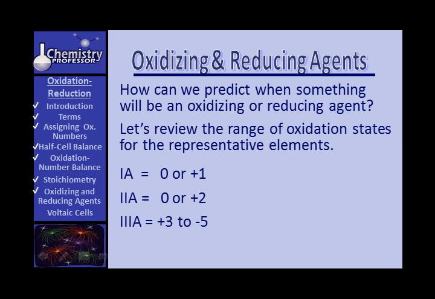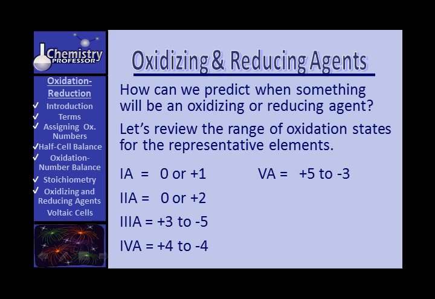Now, we went through all of that earlier in this course, so remember it. But this is a time to review, so it can be anywhere from +3 to -5. +3, +2, +1, 0, -1, -2, -3, -4, and -5. What about the 4As? Well, the 4As, that carbon family, run anything from +4 to -4. +4, +3, +2, +1, 0, -1, -2, -3, -4. You've got it. The 5As, from +5 to -3.